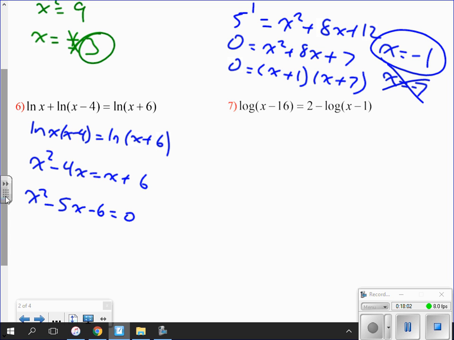Two numbers multiplied give me -6 and add to give me -5. No, not -2 and 3. -2 and -3 multiplied together give you +6. I don't want +6. X minus 6, x plus 1 equals 0.